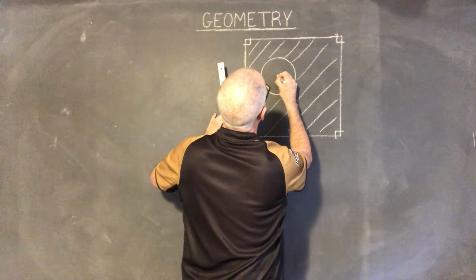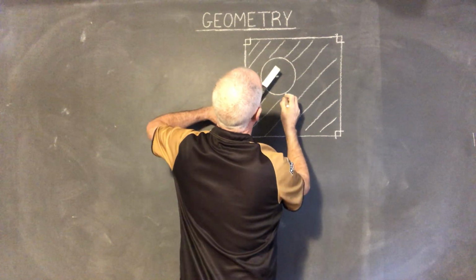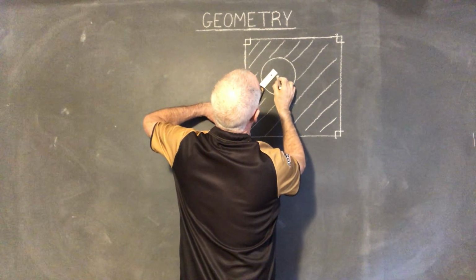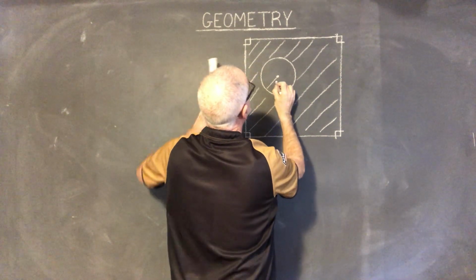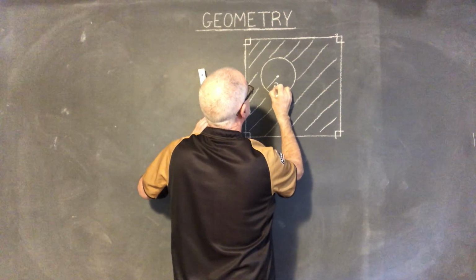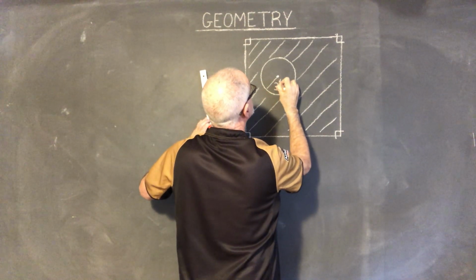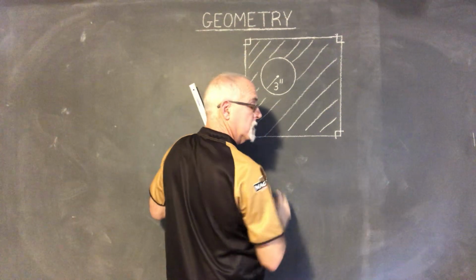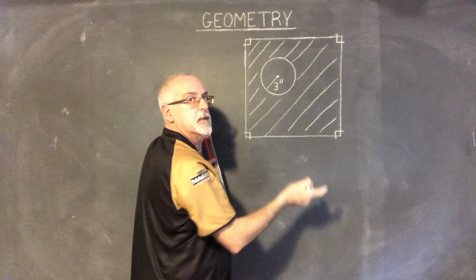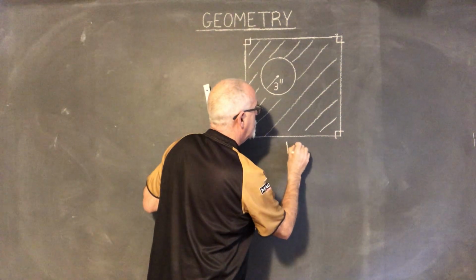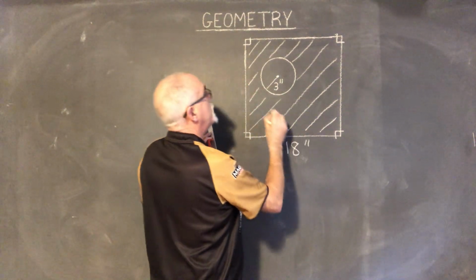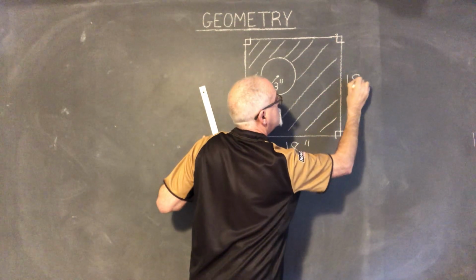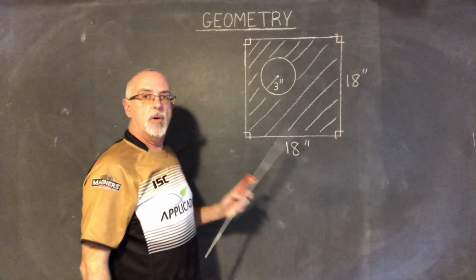So I'm going to create our little radius, and I am going to draw it inside my circle, and I'm going to label it with its length, which is 3 inches. I'm also going to label 2 of the sides of this figure just to make it really clear that it is indeed a square with 18 inches. Okay, now we know what to do.